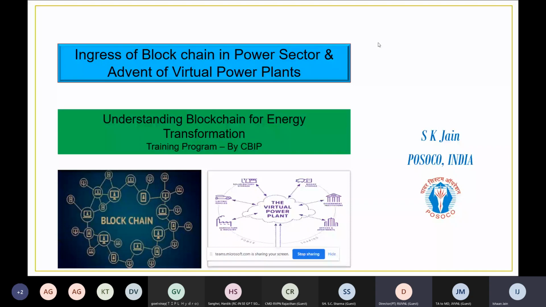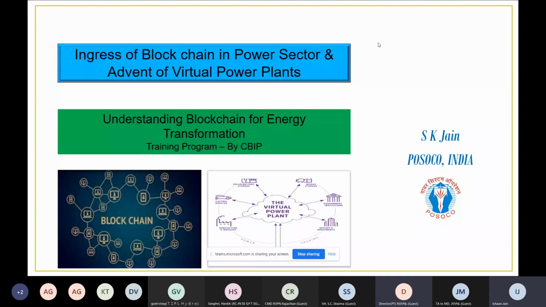So my topic is ingress of blockchain. That means it's just starting to enter the power sector basically, and how the virtual power plant and all other aggregators will come into the power sector. So basically, for the electricity sector or power sector, you can say blockchain is the black box, and for blockchain evangelists, the power sector is the black box. So we are trying to come onto a common platform. For that, we are studying these projects, and slowly, the pilot projects are being taken up in India and across the globe as well.